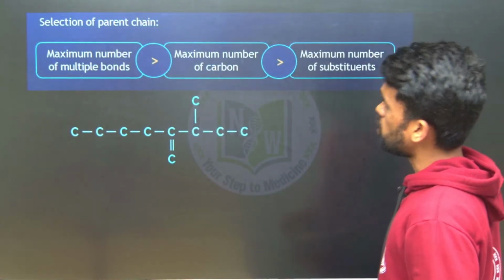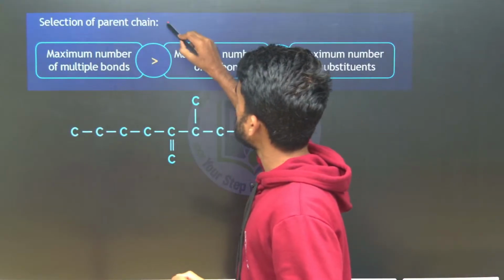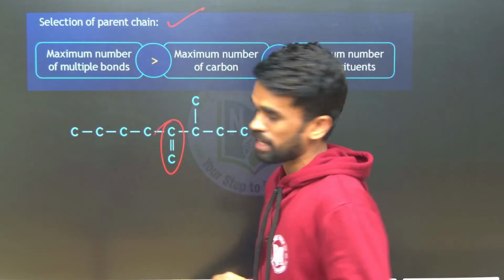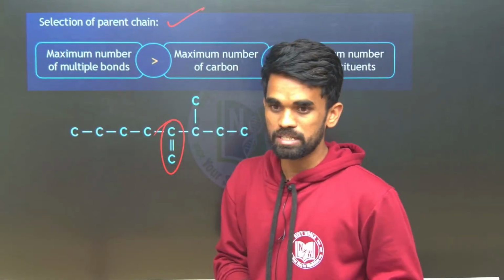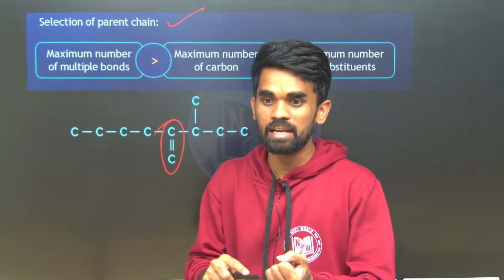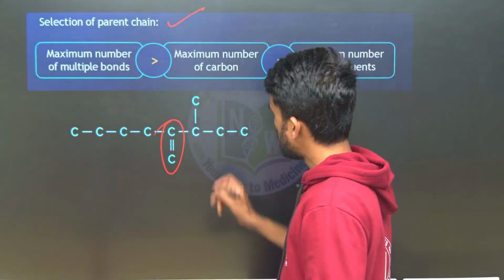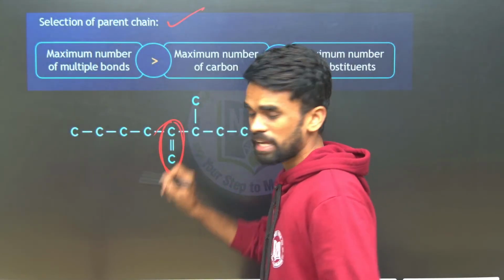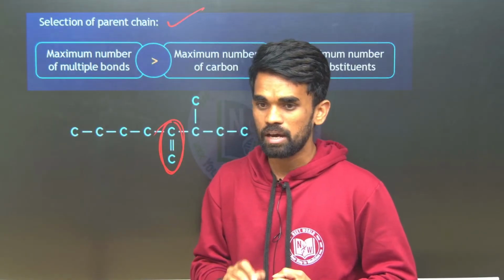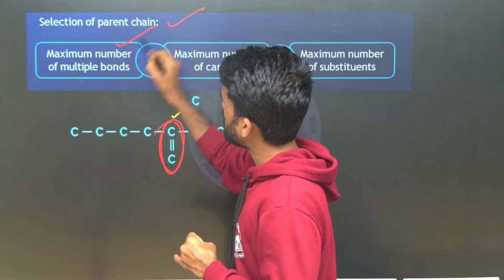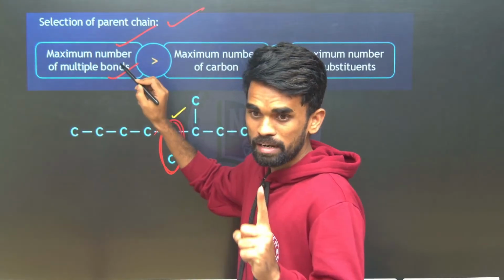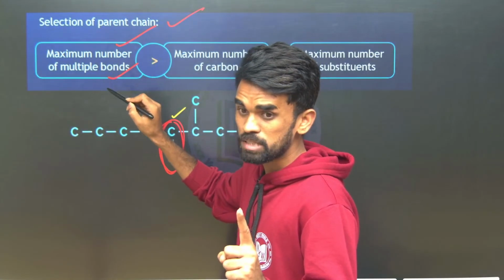Now, how can we select the parent chain when we have functional groups like this? Whenever we have multiple bonds, like we know alkane, alkene, alkyne, see here I have a double bond. This I can call an alkene. Whenever we have a double bond, the maximum number of multiple bonds will be prioritized first. That should be taken as the parent chain.